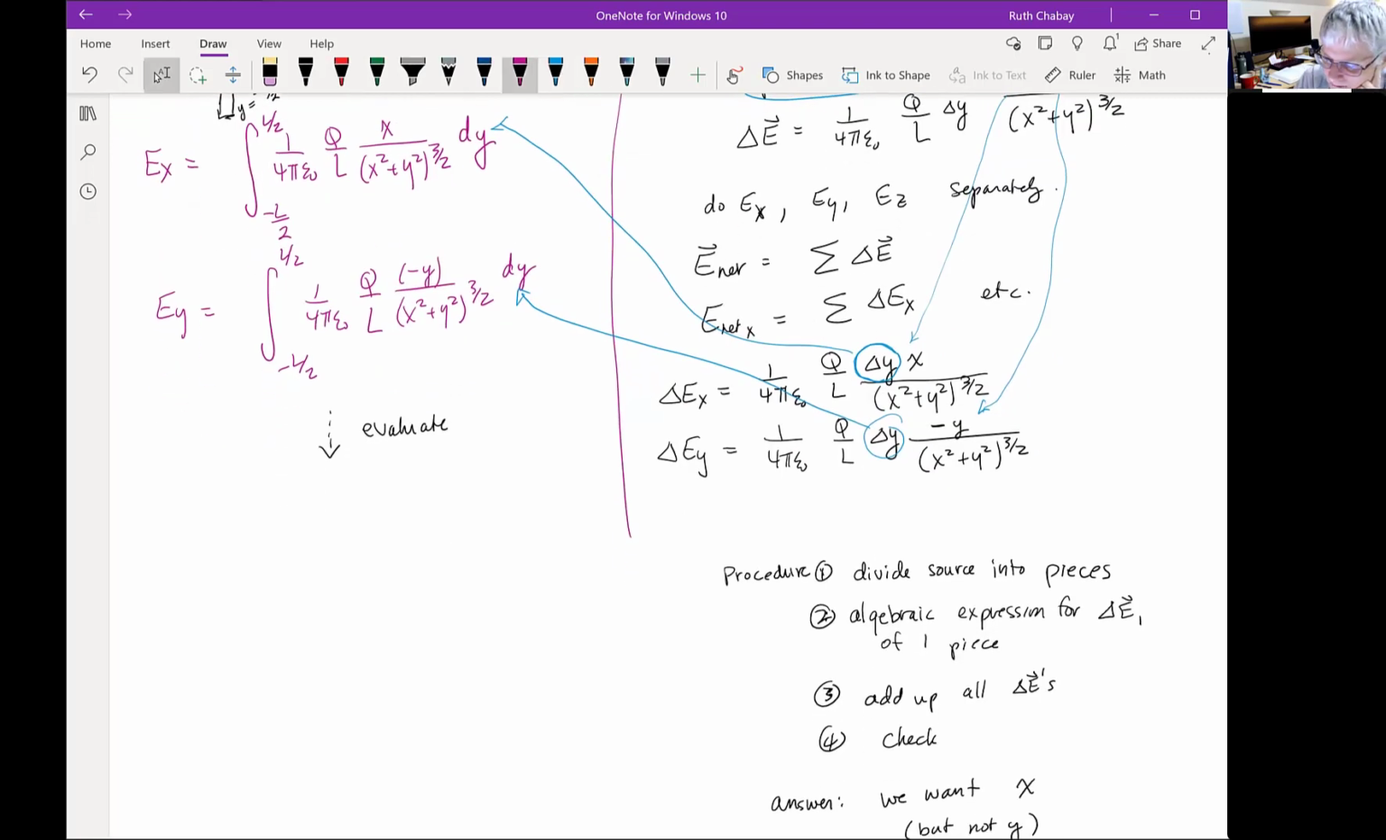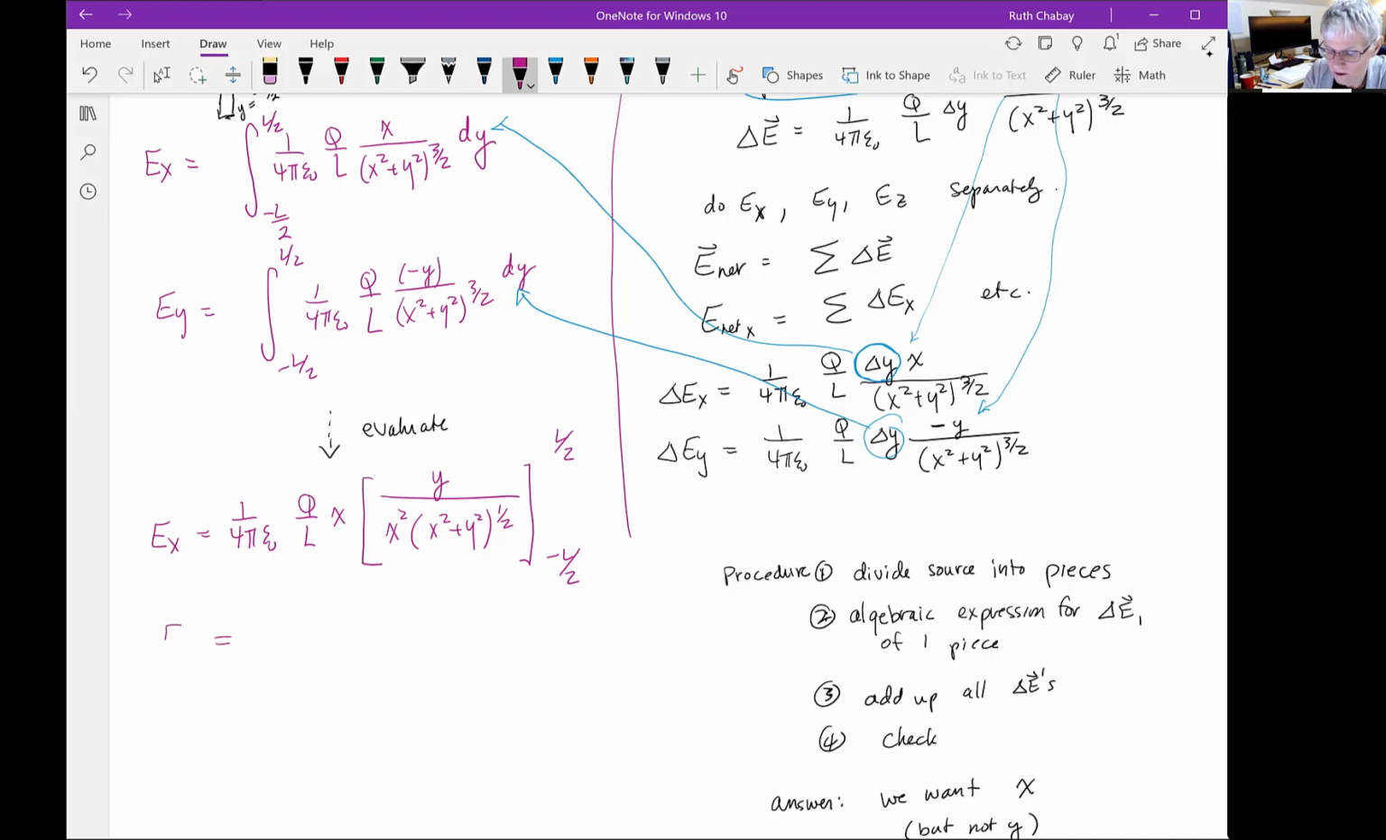And what you get when you do all this is that the x component of the field at the observation location is 1 over 4 pi epsilon 0 q over L x times the quantity y over x squared plus y squared to the 1/2, evaluated from minus L over 2 to L over 2.